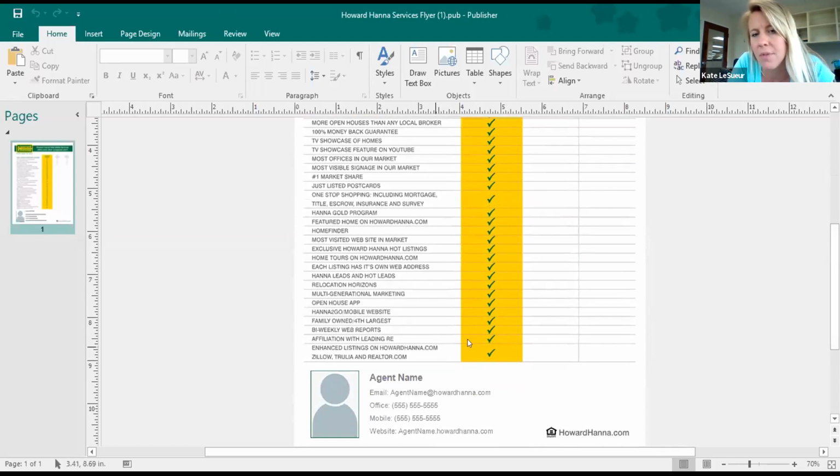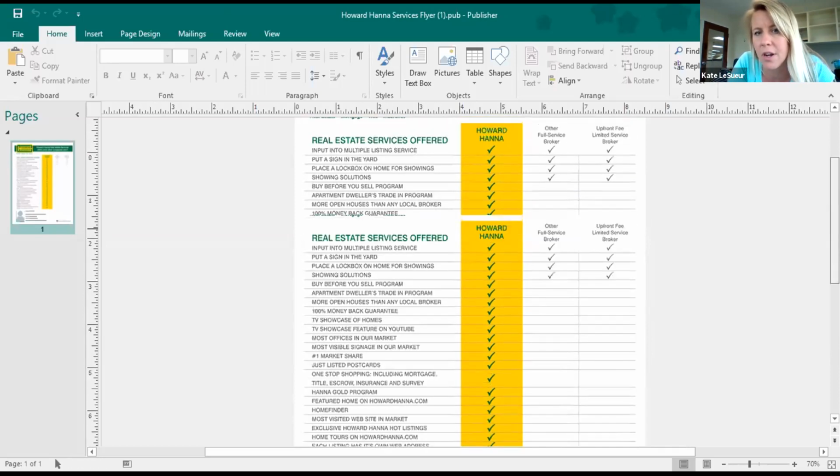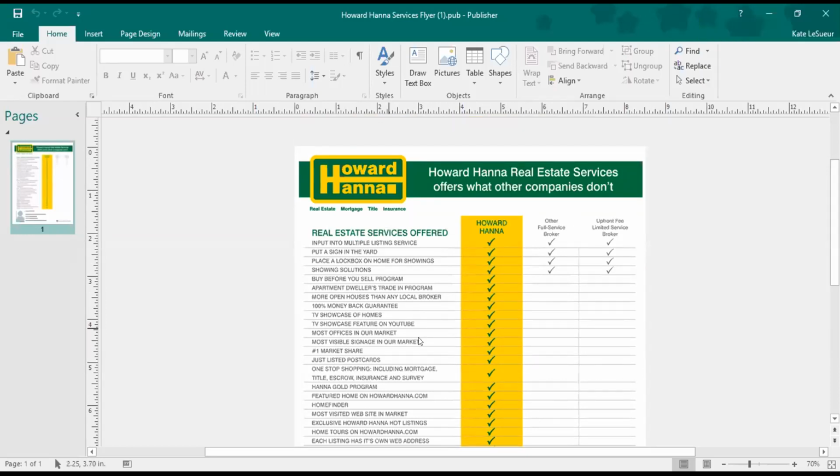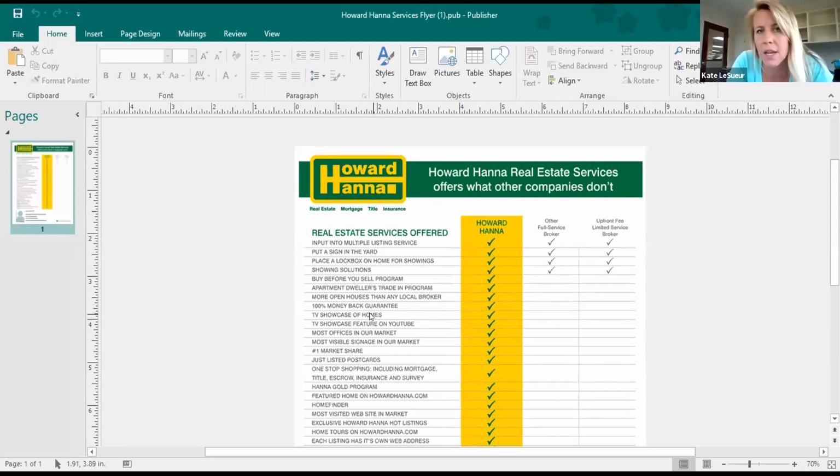This just says, you want to know what you're paying for? You can go with Howard Hanna and get all of this, or you can go with another full service brokerage and not get any of it. So this is a great talking piece. On GoHanna, it's called Howard Hanna Real Estate Services Flyer. Could this be a page in your listing presentation? Yes, that is exactly where it would go.